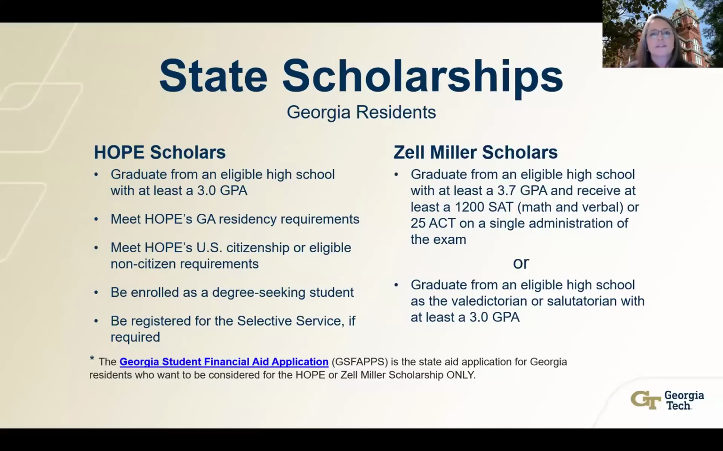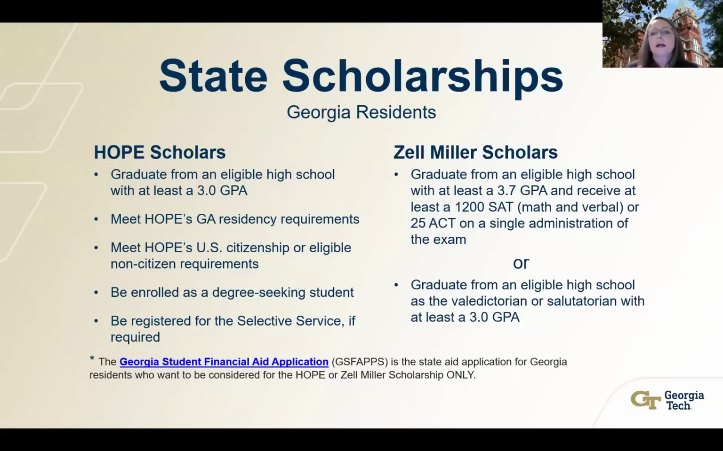Okay, so for our Georgia residents on the webinar, let's talk a bit about these two scholarship programs, the Hope Scholarship and the Zell Miller Scholarship. The Hope Scholarship program is available to students who graduate from an eligible high school with at least a 3.0 GPA. You have to meet the Georgia residency requirement and meet the Hope U.S. citizenship or eligible non-citizenship requirement. You have to be enrolled as a degree-seeking student and be registered for selective service if required. So even if you are 17 years old right now and you're not able to register for selective service if you're male, at the time you turn 18, you are required to register for selective service to be eligible for Hope or the Zell Miller Scholarship.